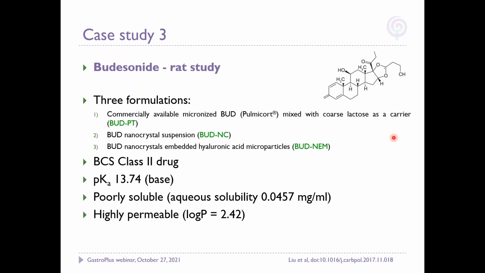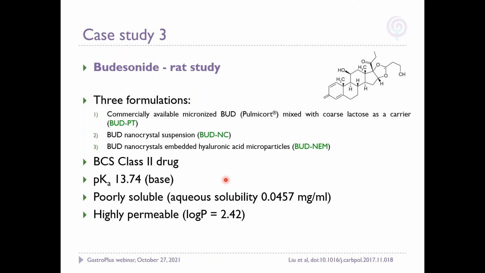Hello, everyone. I will continue now with the 3rd case study. In this study, we attempted to establish an in silico rat model for 3 intratracheally administered formulations using budesonide as a model drug. The first one was commercially available micronized budesonide, or Pulmicort, mixed with coarse lactose as a carrier. The second was a budesonide nanocrystal suspension, and the third was budesonide nanocrystals embedded in hyaluronic acid microparticles.